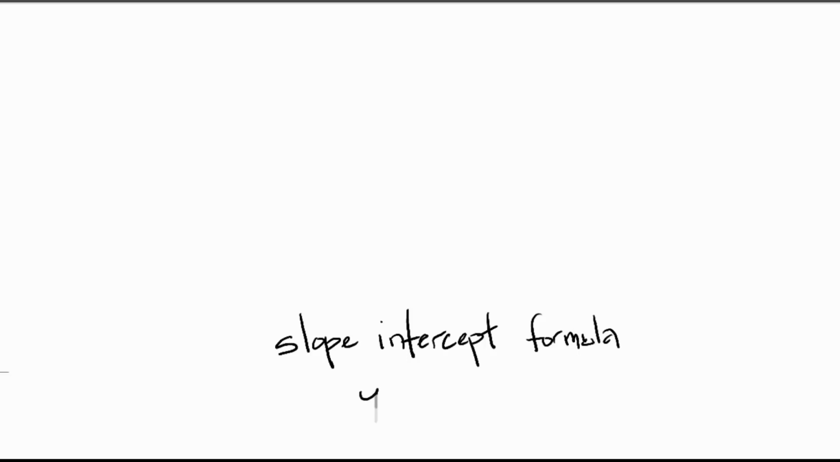Okay, so the slope-intercept formula is y is equal to mx plus b. Okay, b is going to be an offset. The m is the actual slope itself.